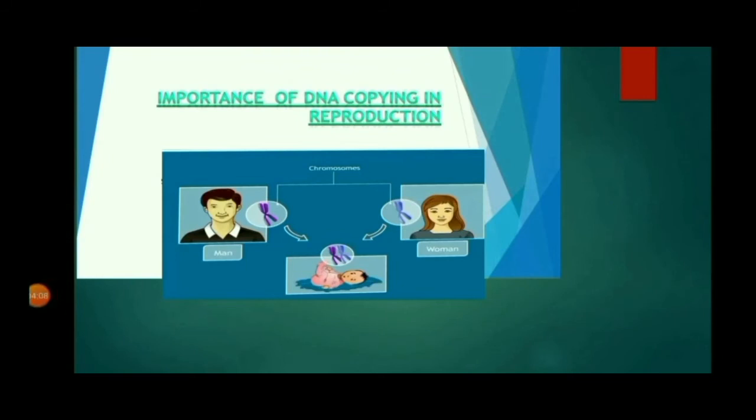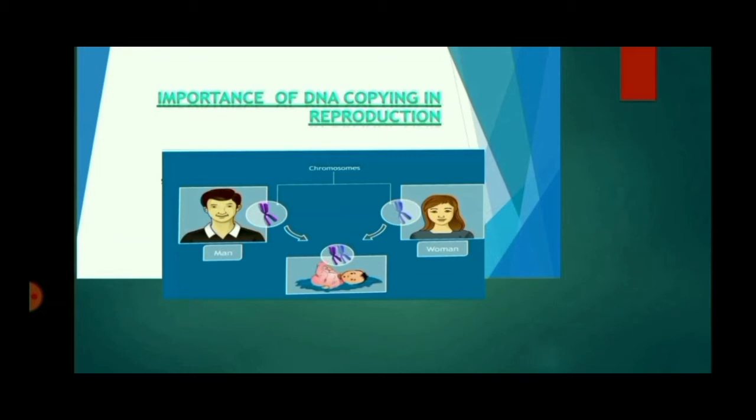Now, what is the importance of DNA copying in reproduction? DNA copying is the replication of DNA at the time of cell division. It is important for transfer of genes of the parents to the next species of the same kind. DNA determines the body design of an individual.